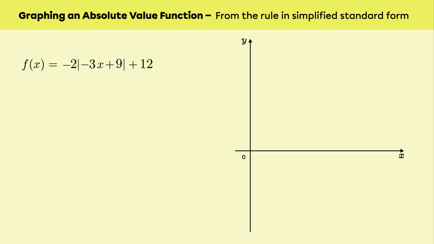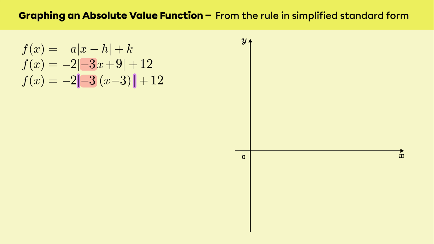We want to graph the function f of x is equal to negative 2 times the absolute value of negative 3x plus 9, plus 12. Since the coefficient of x is not equal to 1, the rule is not written in simplified standard form. We need to remove a greatest common factor. Now we have the function in standard form, but we can simplify this further using the properties of an absolute value. Basically, we want to get the negative 3 factored out of the absolute value bracket.